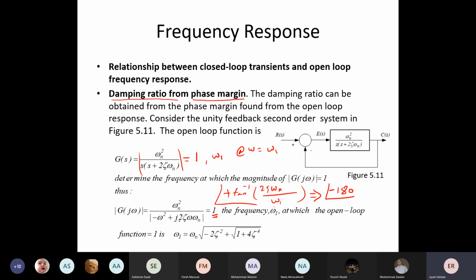Now at this specific frequency, what's the angle? So we substituted for omega equal to omega 1 and found the angle. So the angle for this term is this. We will call the angle of this term phi. How far it is from 180 gives me the phase margin. So therefore, I can calculate the phase margin for this system as this.